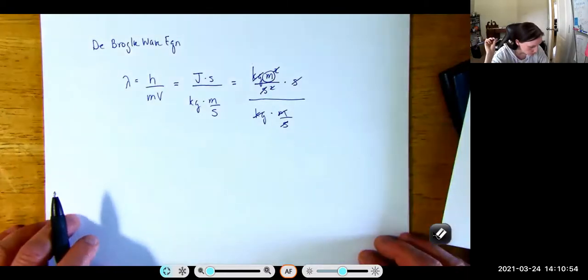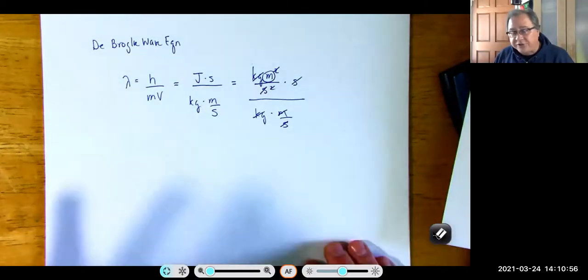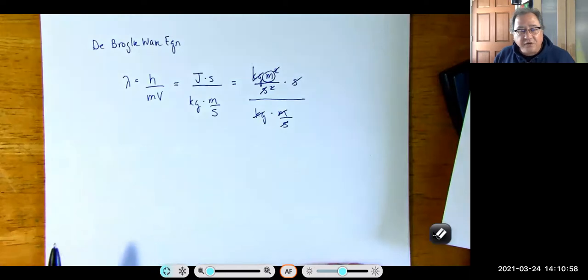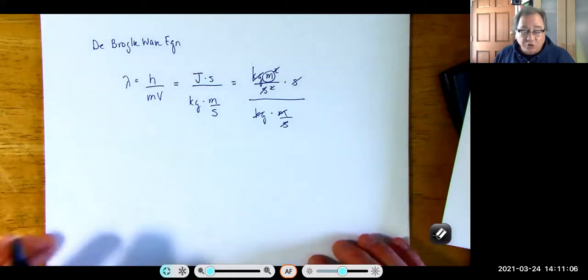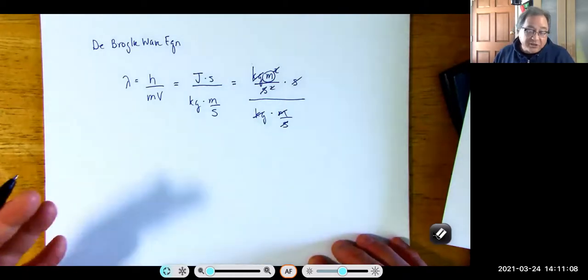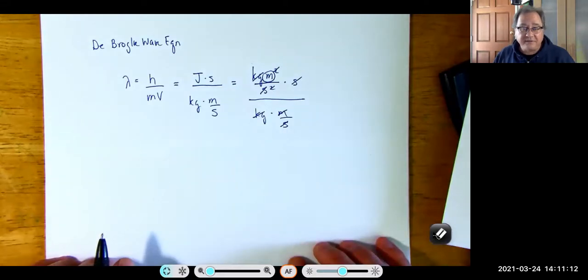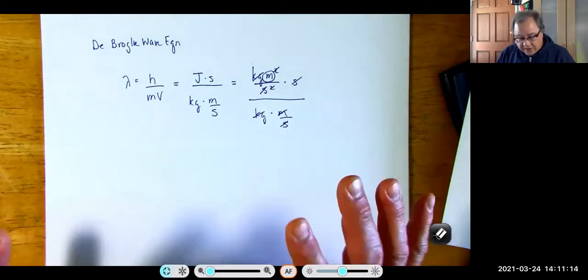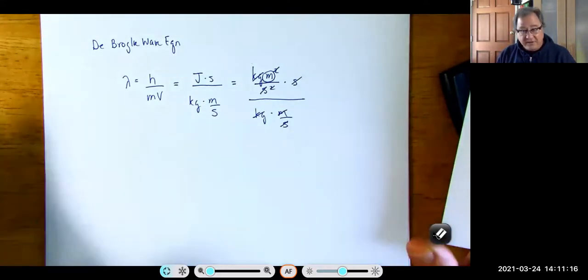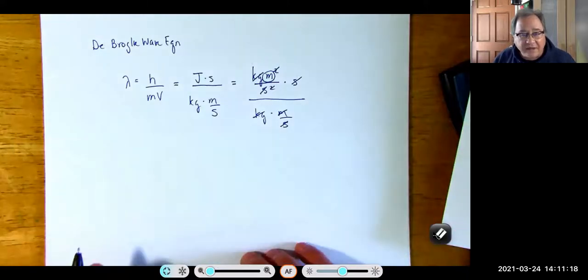So this is hugely important for you to use this equation. If you're given a mass in grams, convert it to kilograms. If you're given a velocity in miles per hour, which you're normally not, you're given meters per second, convert it to meters per second. So let's do something that's really weird. Let's calculate the wavelength of an Olympic sprinter.